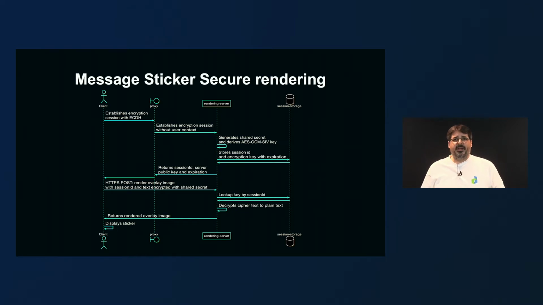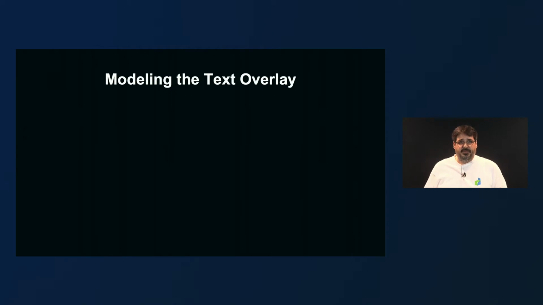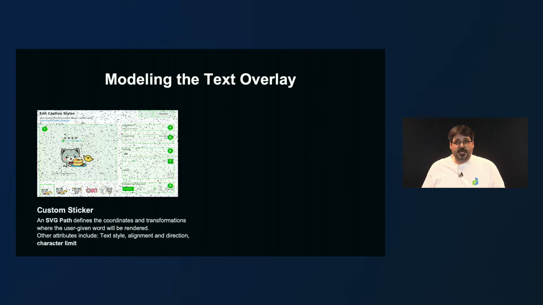Now, let's change topic and see how the overlay is actually modeled and rendered on the server side. We needed a way to model and store the style information and also offer a good user experience to our creators. Already with the first custom sticker project, we had chosen SVG as a way to represent the text overlay. So let's take a look at the difference between the two.